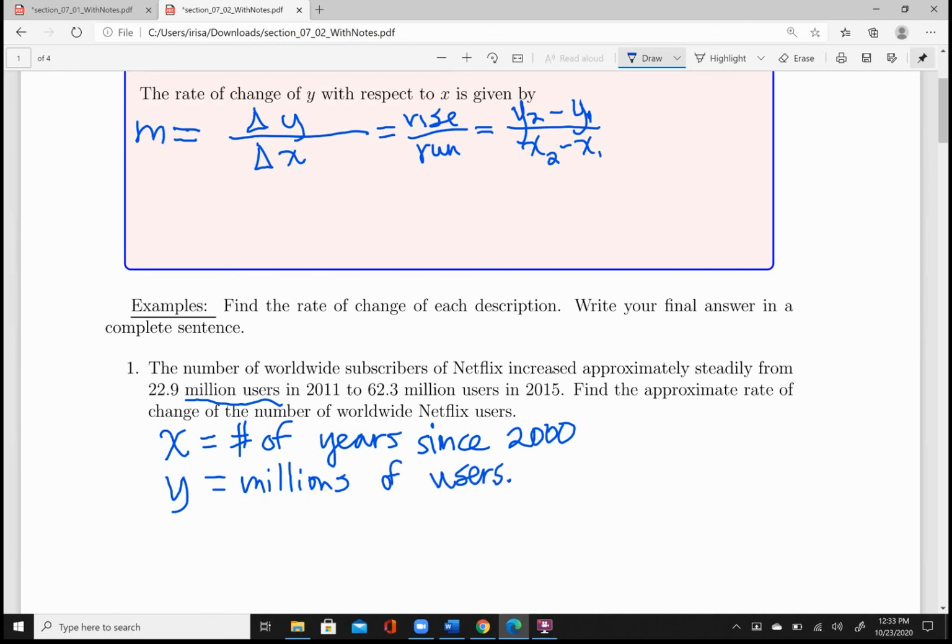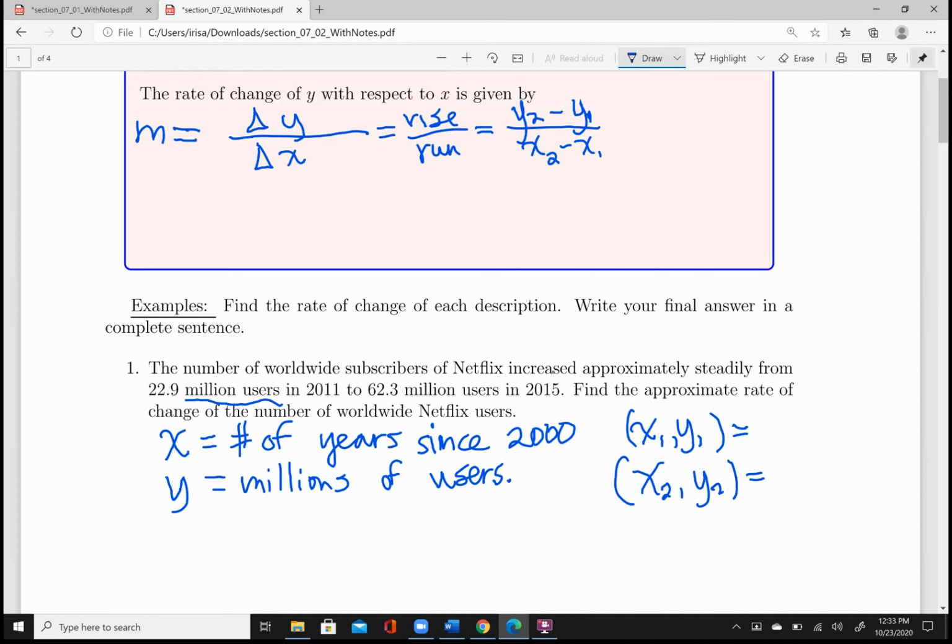So then it behooves me to define x1, y1, and x2, y2, so I can feed it into my slope formula. Think of it this way: what are the combinations of years since 2000 and millions of users associated with the initial value in the scenario?